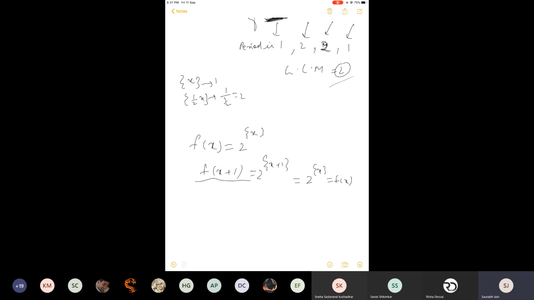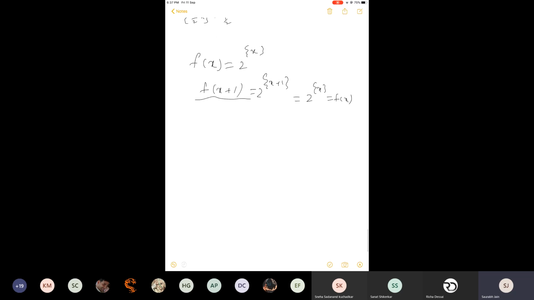Yes, any other question? Till question number 20. So the 17th one. Okay. Period of this. All right. Sine 3 pi fractional part of x.